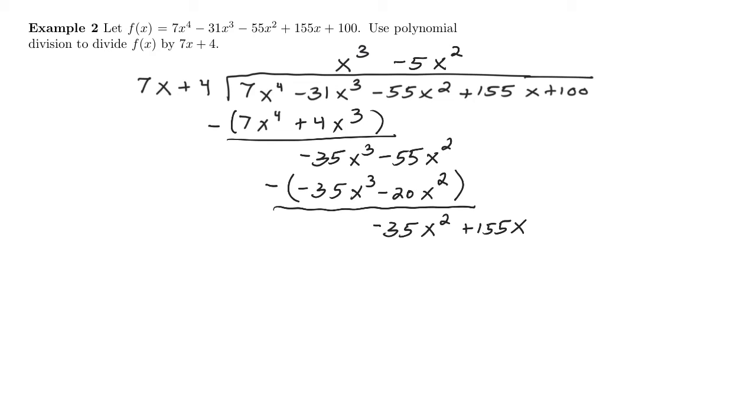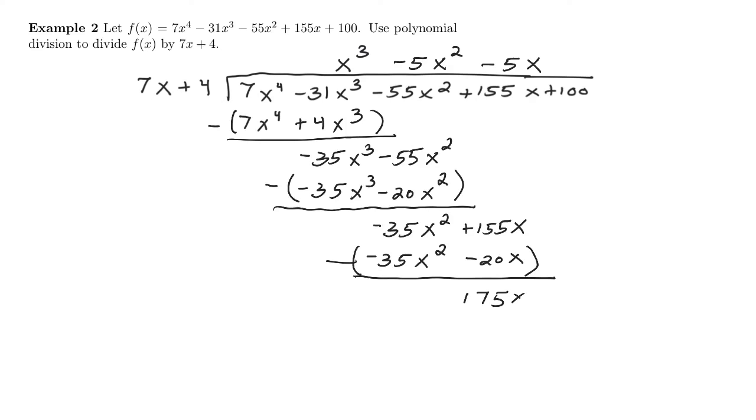I have to multiply again by a negative 5x this time. So I get negative 35x squared minus 20x. And I'm subtracting this. So let's see, that's 155 plus 20, which is 175x. Bring down the 100. And I'm at my last step.